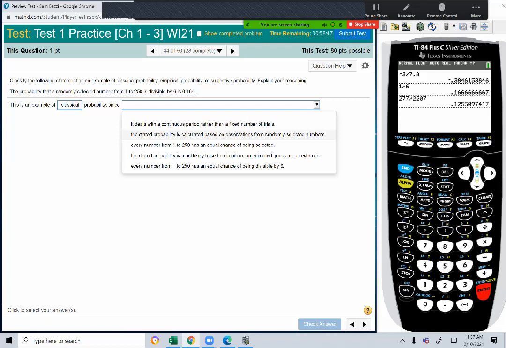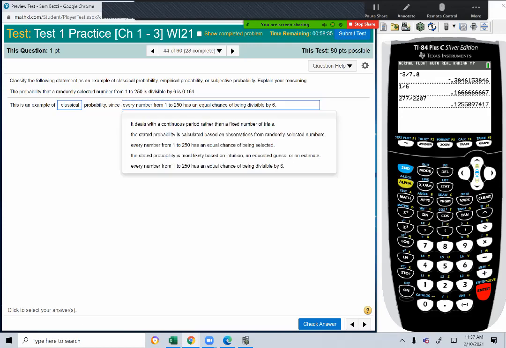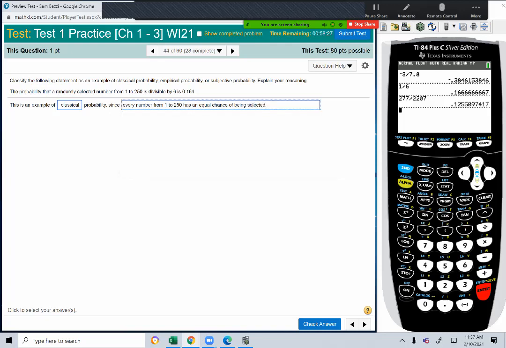Okay, not intuition. Yeah, that's the one. Every number from 1 to 50 has an equal chance of being selected. That's a classical definition.